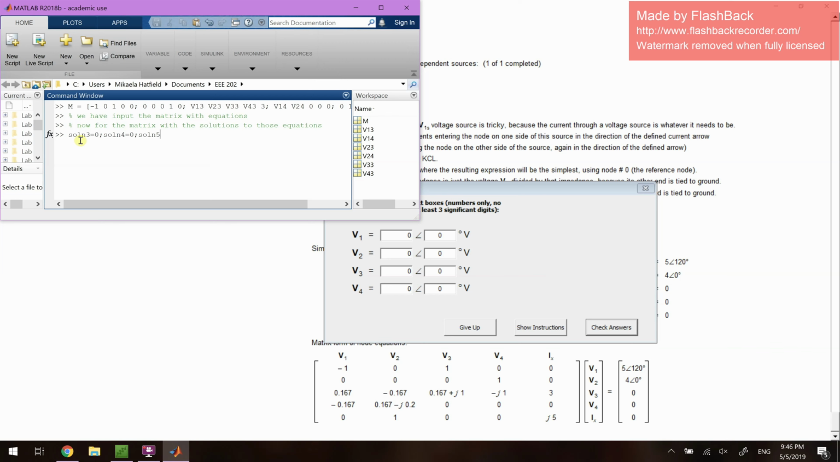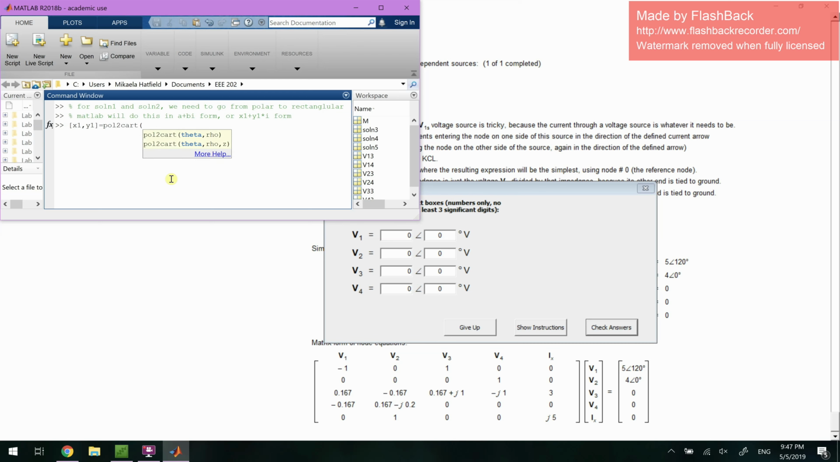So to create the matrix of the solutions, I prefer to do it all symbolically. So I'm just going to say that solution 3, 4, 5 are 0. Then for solution 1 and 2, we only have polar coordinates. But to enter those into MATLAB, we actually need Cartesian coordinates. So you can see that you can use the function pol2cart, and you have to assign it to a variable. You have to actually assign it to a point.